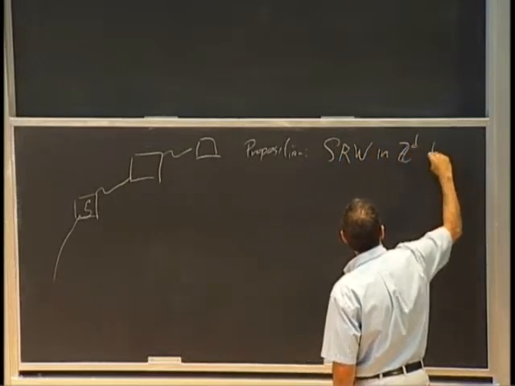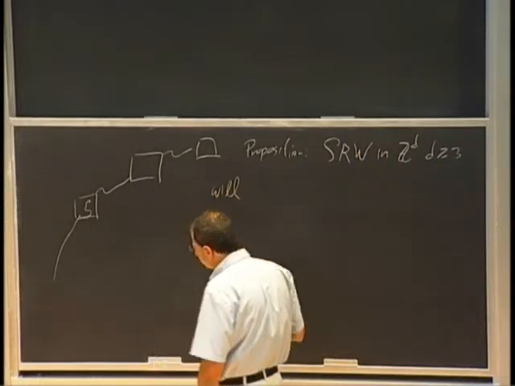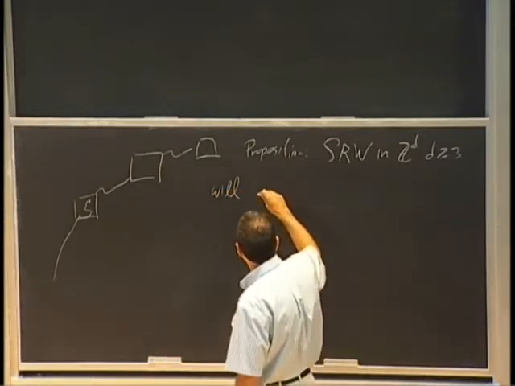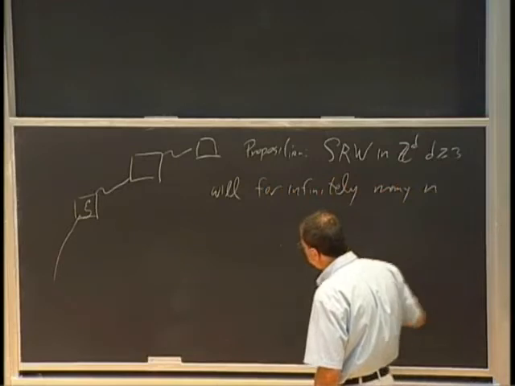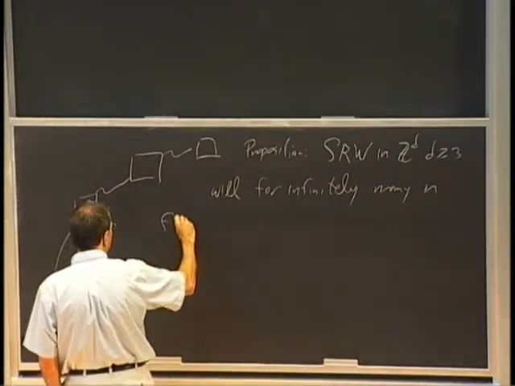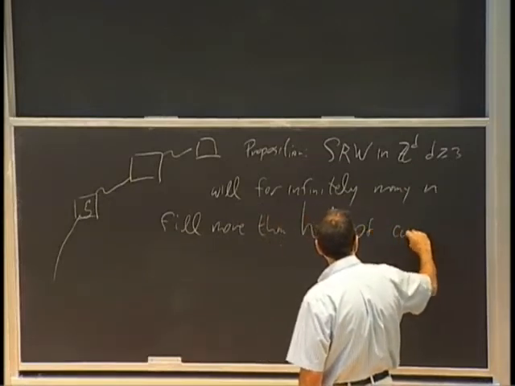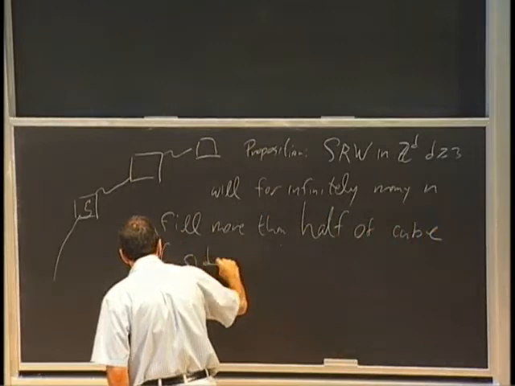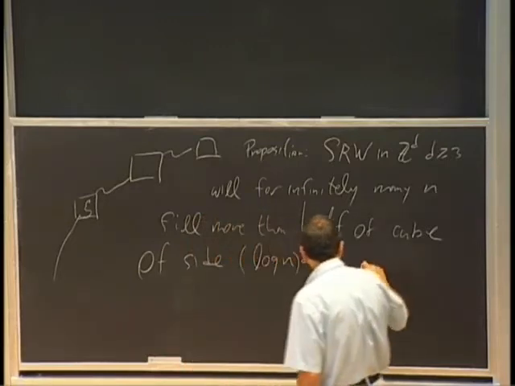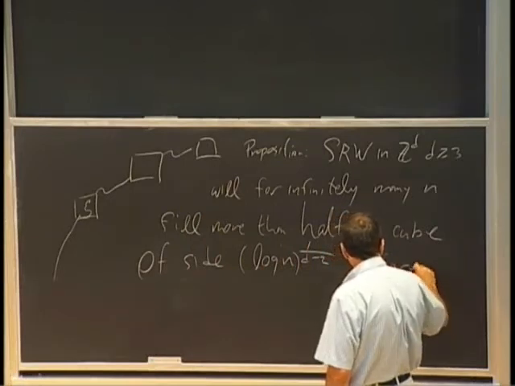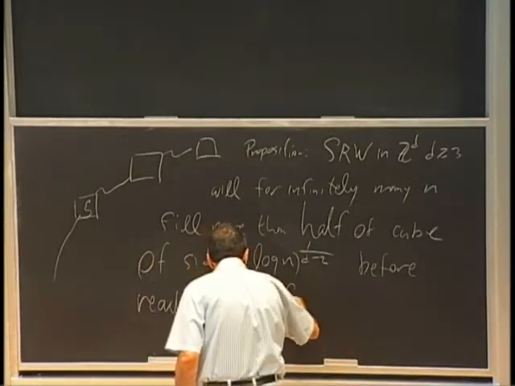Simple random walk in Z^d, d greater than or equal to 3, will, for infinitely many n, fill more than half of a cube of side (log n)^(1/(d-2)) before reaching distance n from the origin.